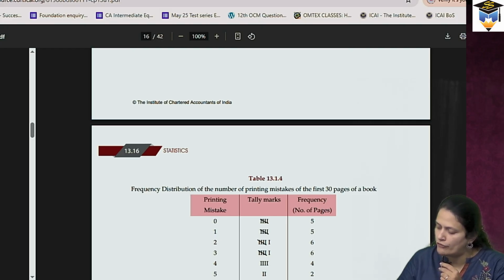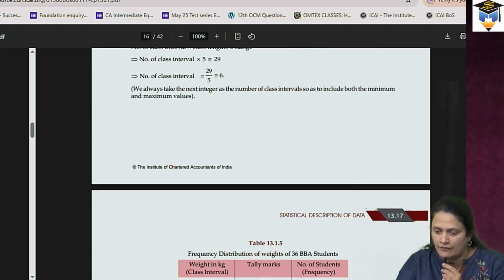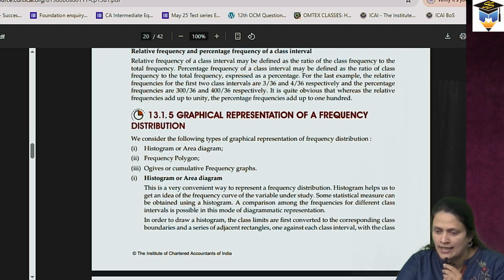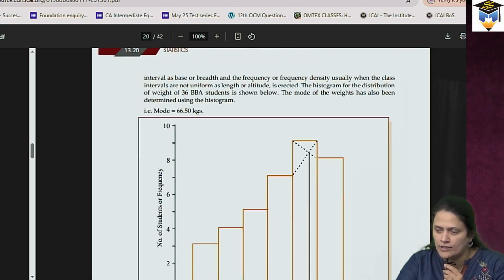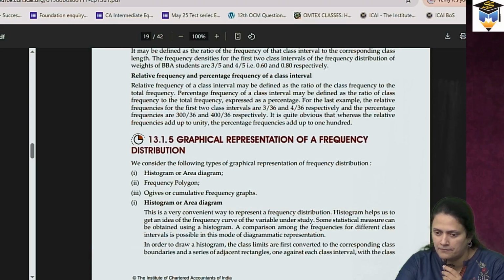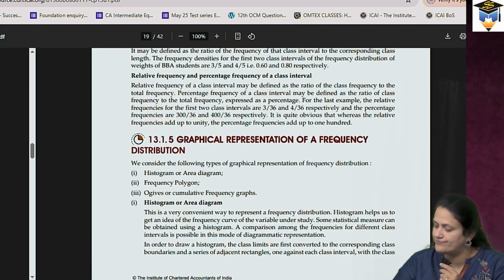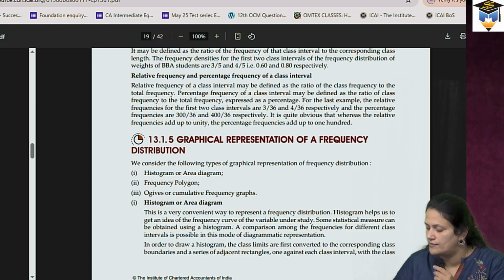Then application of U-shaped curve. Write down the application of U-shaped curve. See, yesterday we had finished with the curves part, so I'm just giving you applications, and after this I'm going to teach you what is a histogram. Bell-shaped curve. Yes, I will repeat.